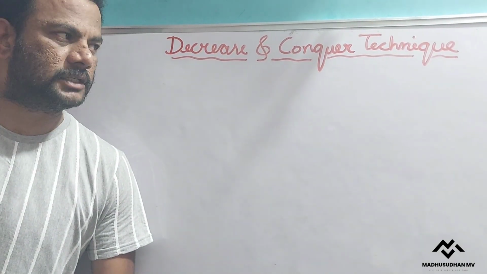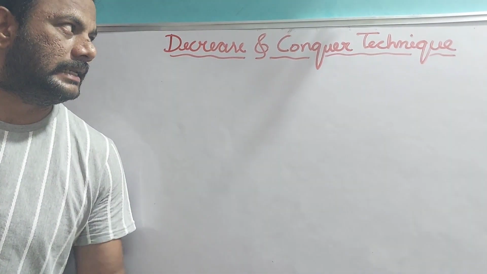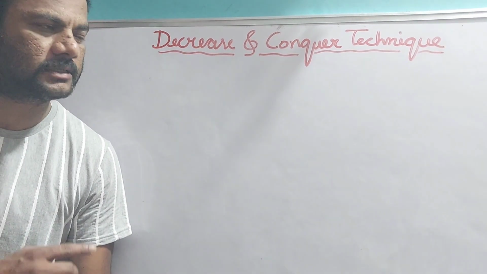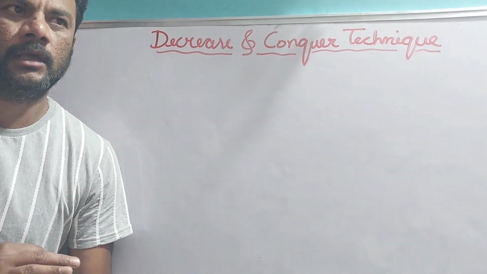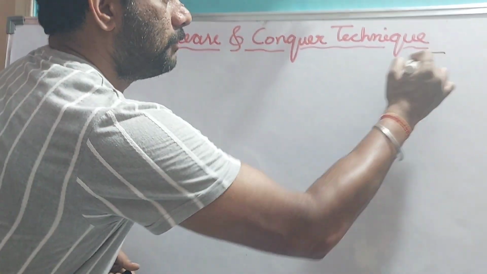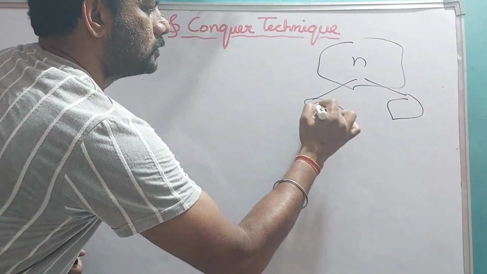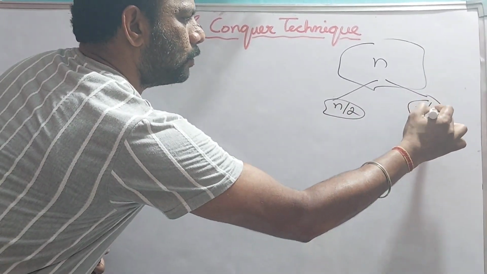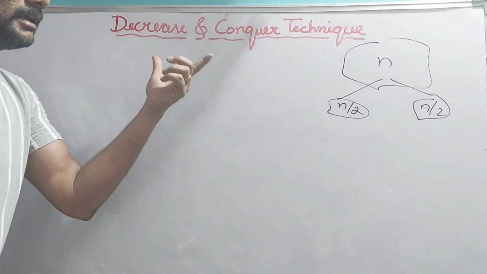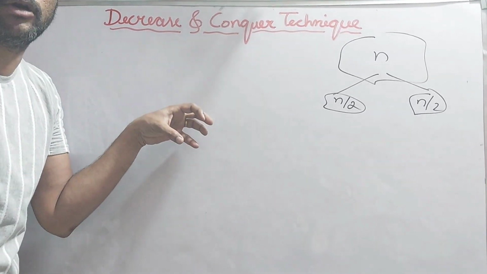Hi everyone, in this video I'm going to explain the decrease and conquer technique. This decrease and conquer technique is another algorithm design technique, just like the divide and conquer technique. In divide and conquer, every time the given problem of size n is divided into two halves, that is n by 2 and n by 2. But in decrease and conquer, we are just decreasing, that means we are reducing the problem.